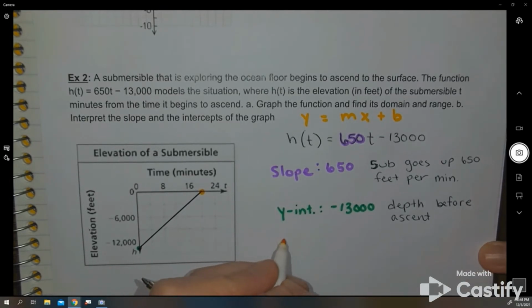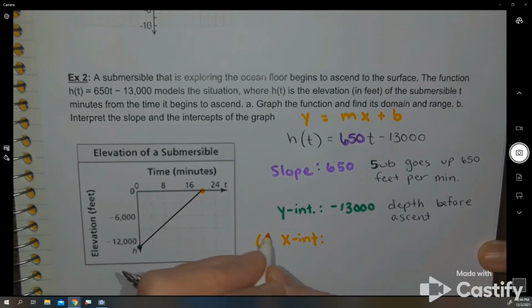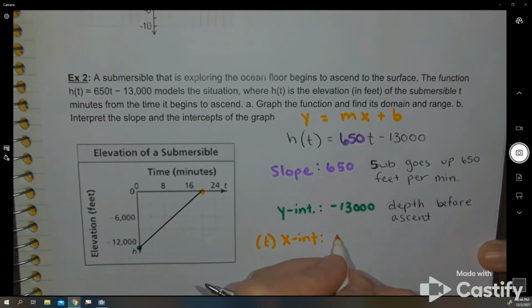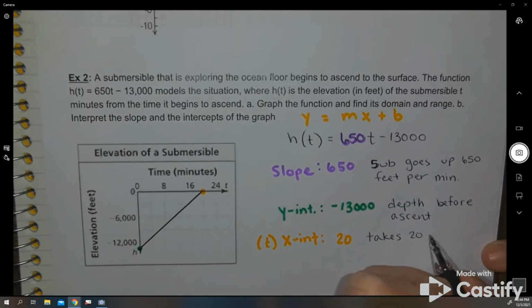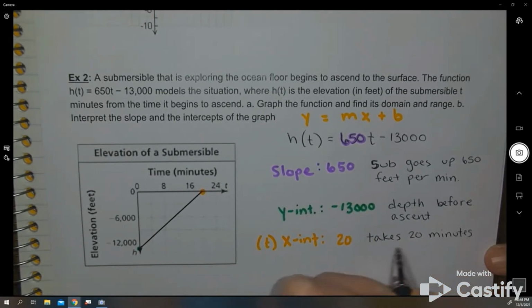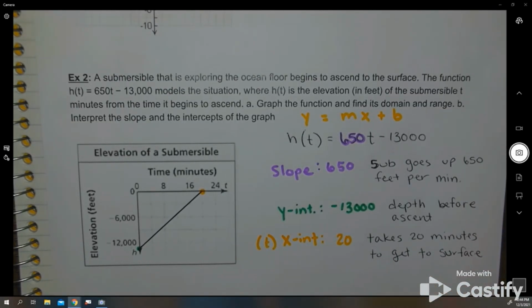And then our x-intercept, or in this case, they call it t, right? Our x-intercept here is 20. And that 20 means that it takes 20 minutes to get to the surface. So sometimes it's not only important to know what the intercepts are, or what the slope is. We have to be able to make sense of what they mean in terms of our problem.